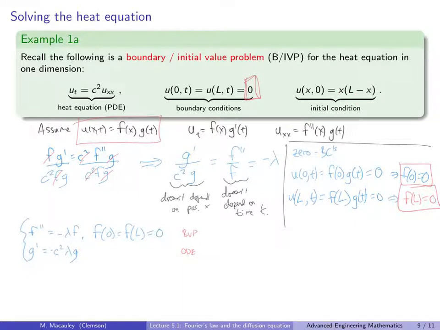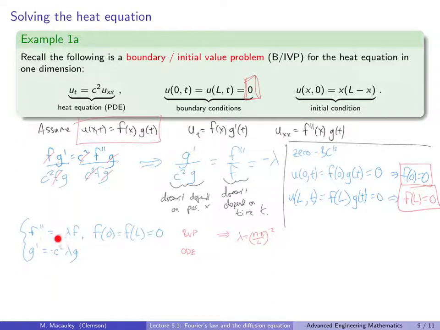Okay, let's solve these. Well, we've done this. This first equation, we solved this in the last series of lectures on boundary value problems. And recall what the solution was. So lambda was equal to n pi over L squared. Remember that? Go back and look at, I think it's lecture 4.1 if you don't remember how to do this.